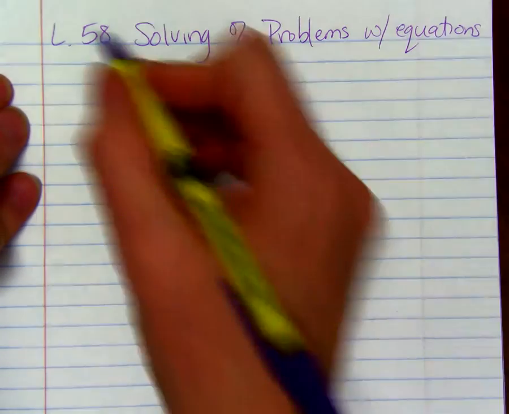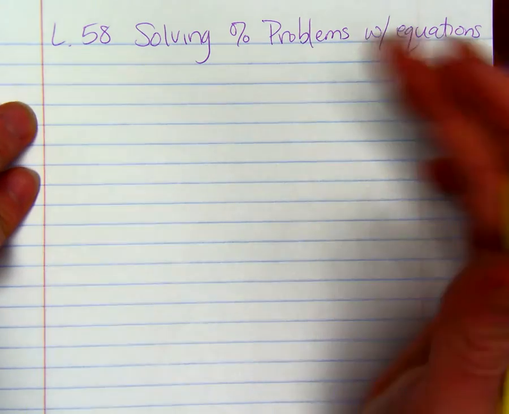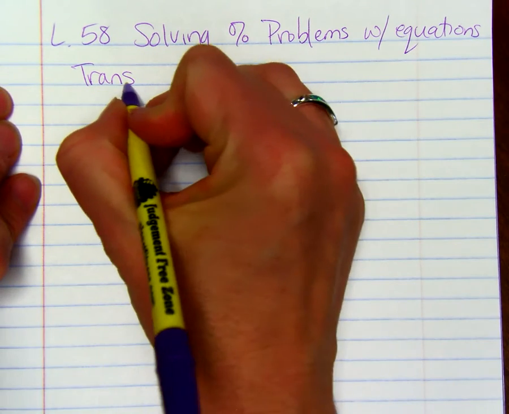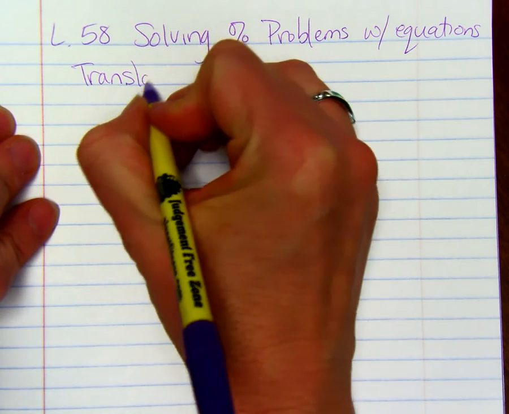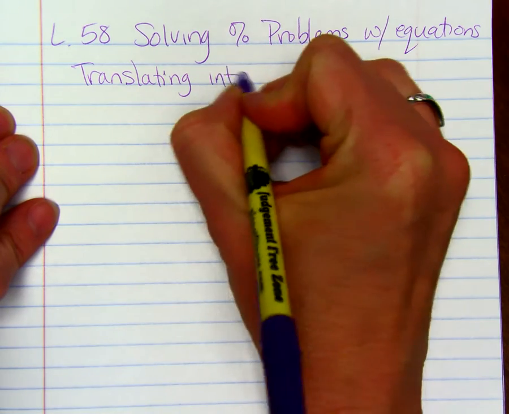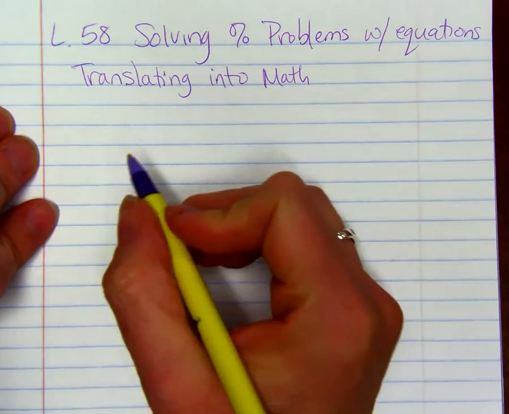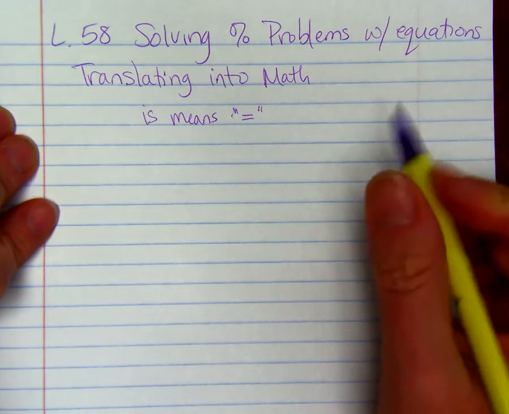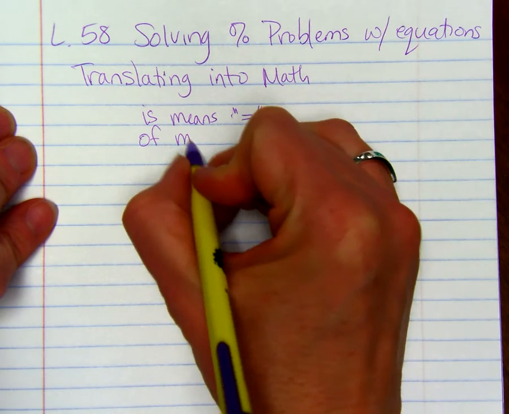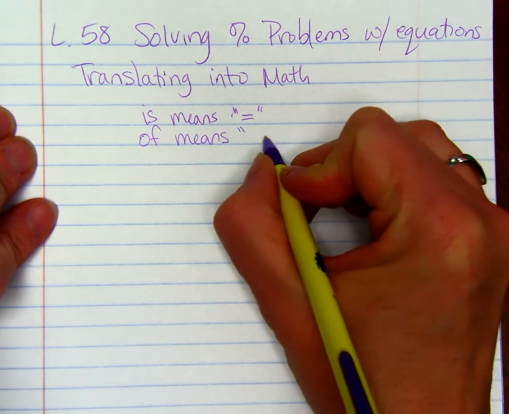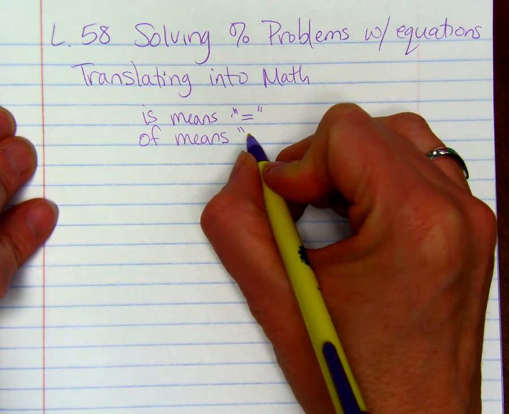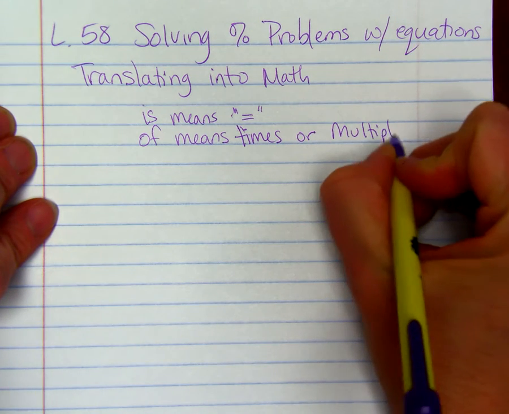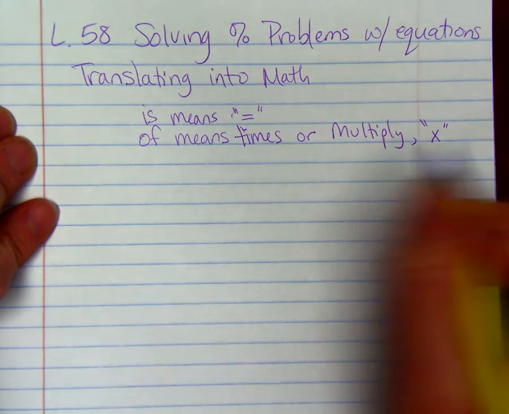So we're going to talk a little bit about translating from written English into math language. I don't know if you guys are realizing that math can sometimes feel like a different language. So translating into math, "is" usually means equals or equal to. "Of" usually means times or multiply. So that's a times sign.